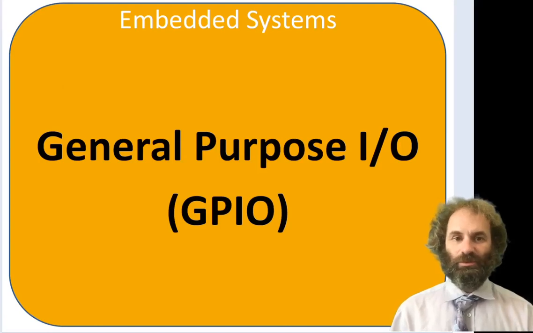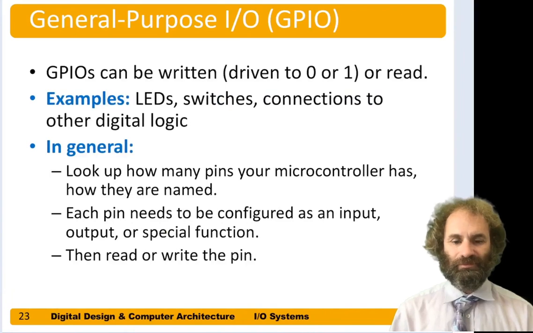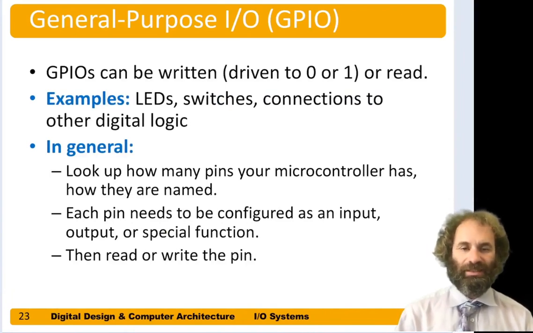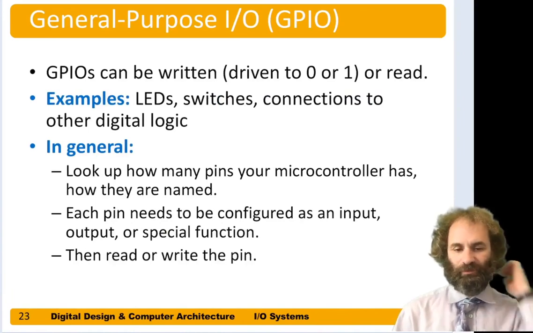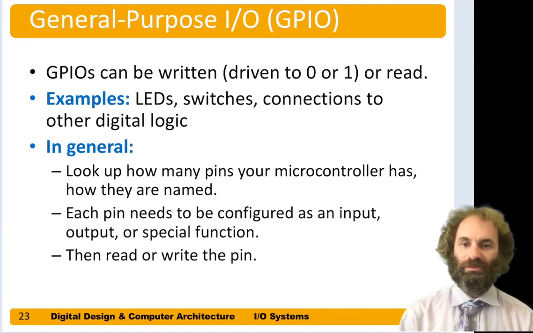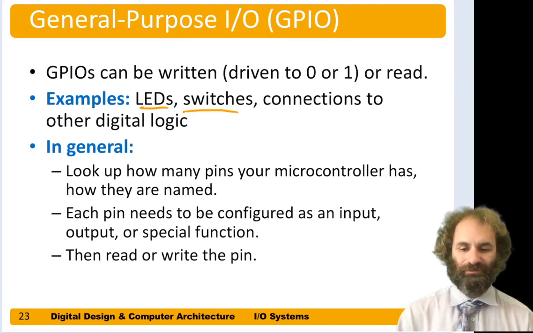In this lecture, we'll talk about General Purpose I/O, or GPIO. General Purpose I/O pins are pins that we can either write to a logic 0 or 1 or read the 0 or 1 from the pin. Some examples of things controlled by GPIOs could be LEDs that you turn on or off, switches where you read the value high or low, or connections to other things like digital logic, other chips.